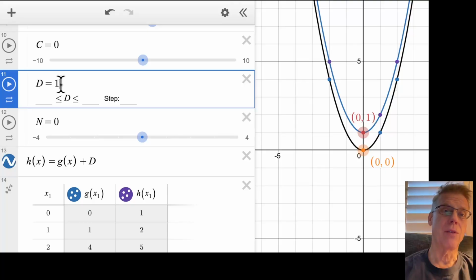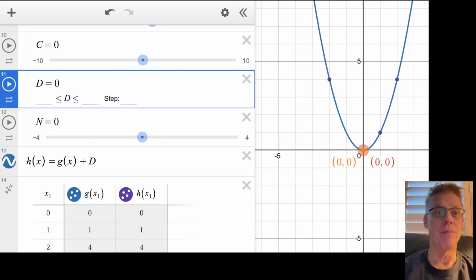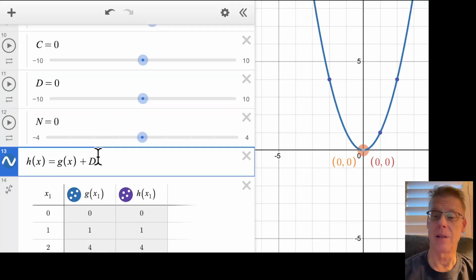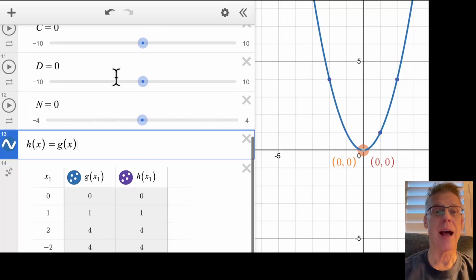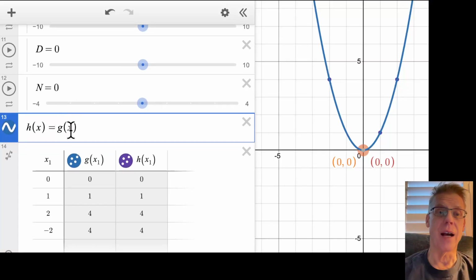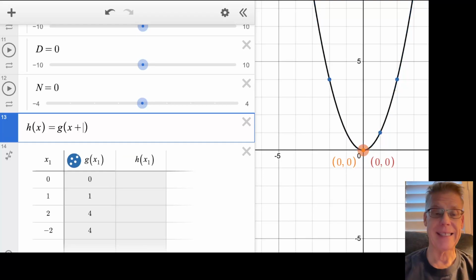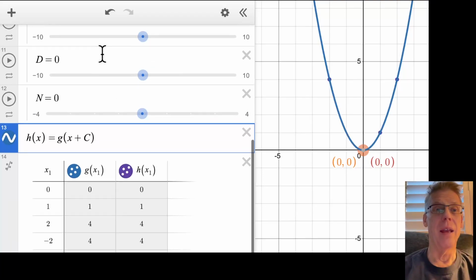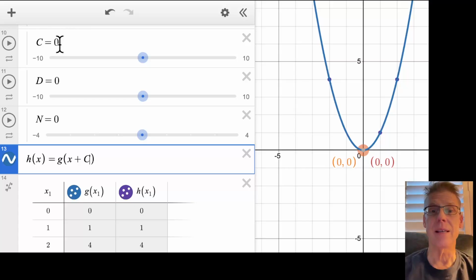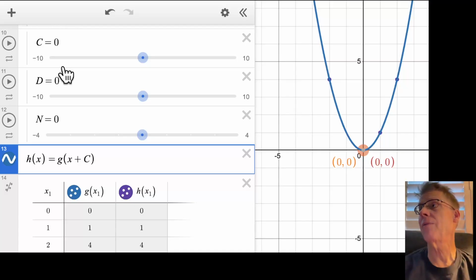So I'm going to go back to where d is 0, and in fact I'm going to take that out completely. What we're going to investigate is what happens if I add or subtract a number on the inside. So what I'm going to do to start out is just put a c in here and move this value of c around. When we were adding on the outside, bigger numbers went up, positive numbers went up, and negative numbers went down.